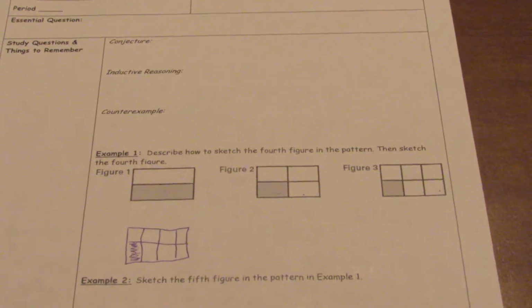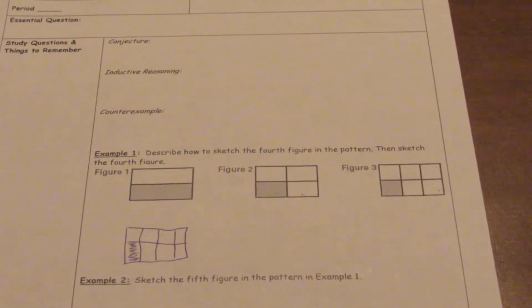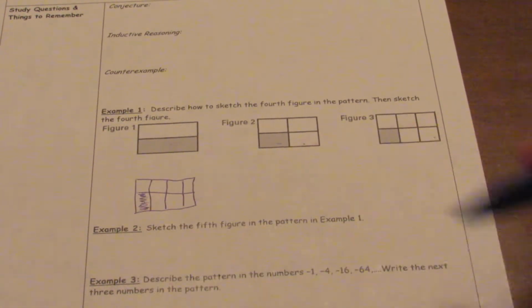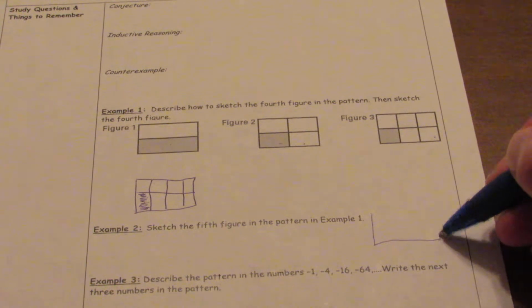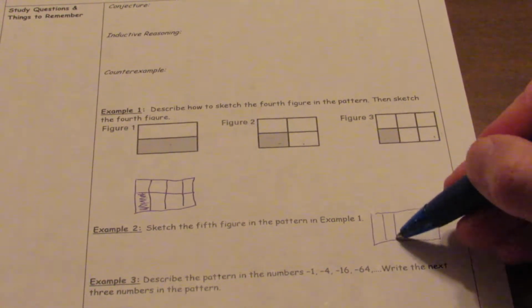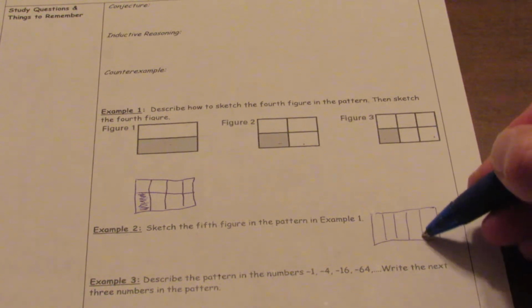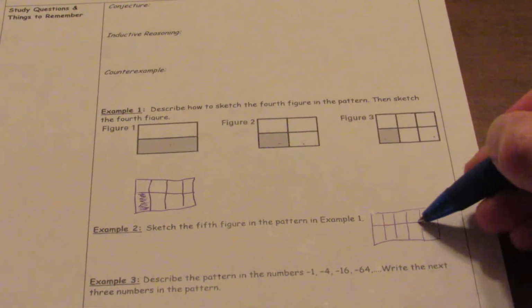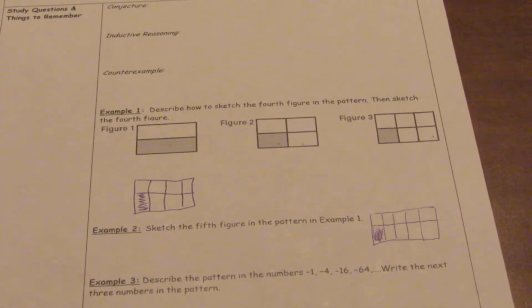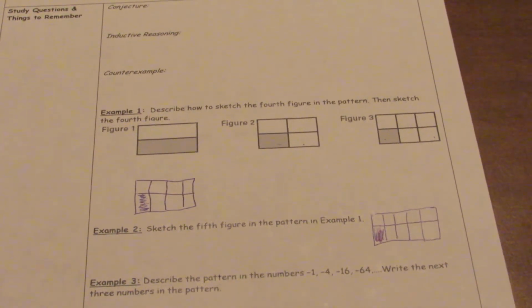Example 2 says sketch the 5th figure for example 1. So that would have, instead of 4 going across, it would have 5. So again, I'm trying to set up my rectangle exactly the same size. Try to evenly divide that into 5 sections, and the left-hand corner is still shaded. Okay, so I'm following the pattern.